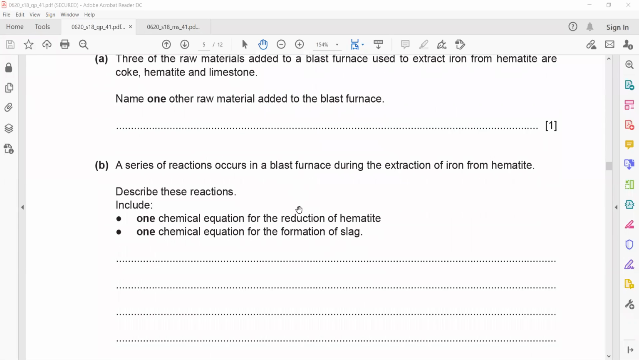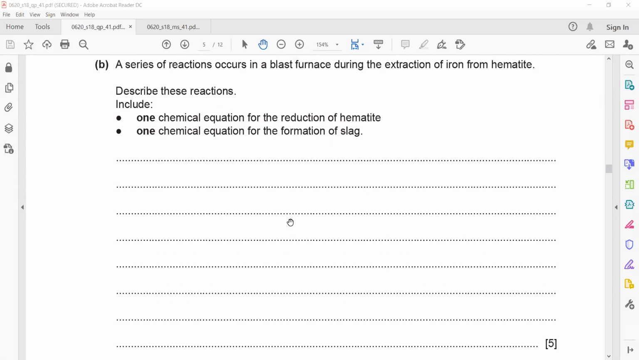Or hot oxygen also, hot air, oxygen. Then 5 marks: A series of reactions occur in the blast furnace during the extraction of iron from hematite. Describe these reactions. Include one chemical equation for reduction of hematite and one chemical equation for formation of slag.